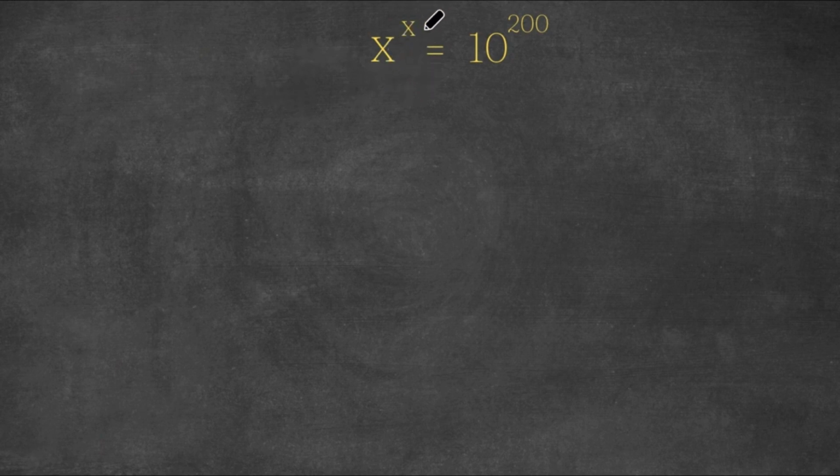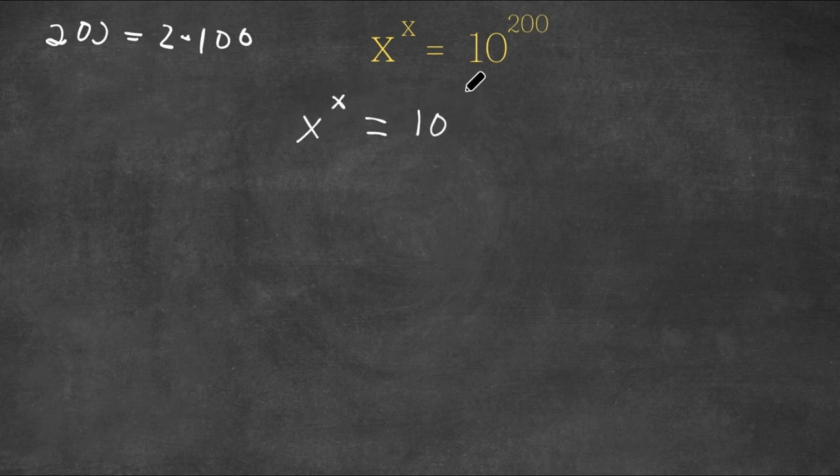In today's video, I'm going to be teaching you guys how to solve this exponential equation. So we have x to the power of x is equal to 10 to the power of 200. Now 200 is equal to 2 times 100. So I'm going to replace 200 with 2 times 100. So now we have x to the power of x is equal to 10 to the power of 2 times 100.